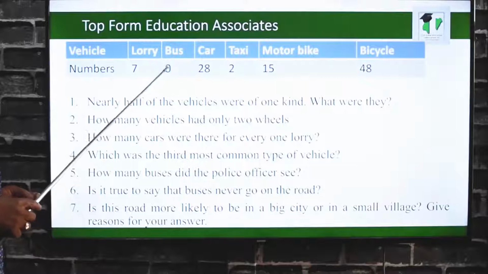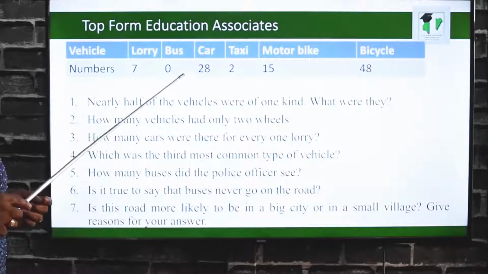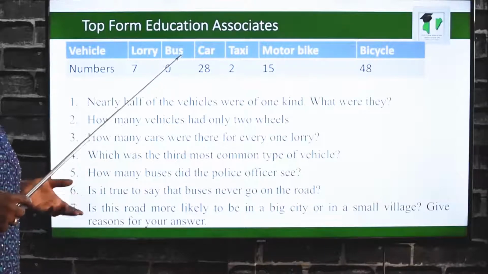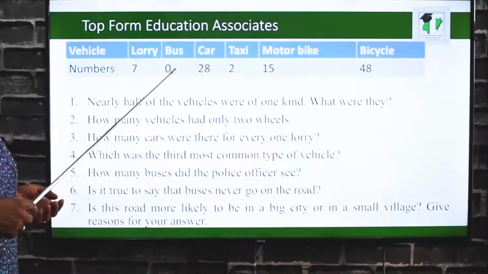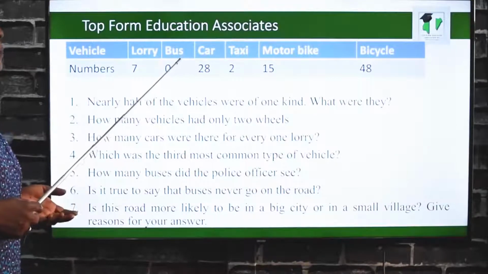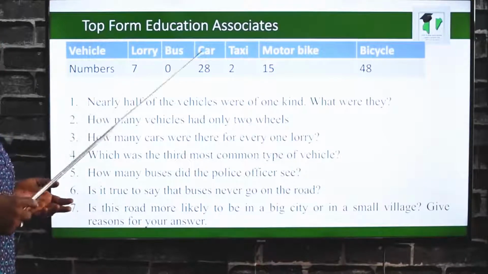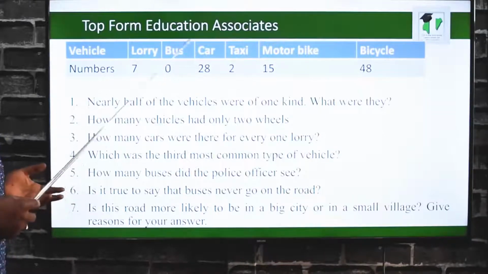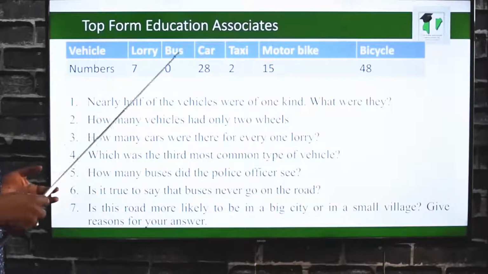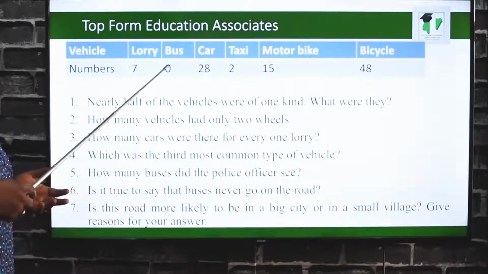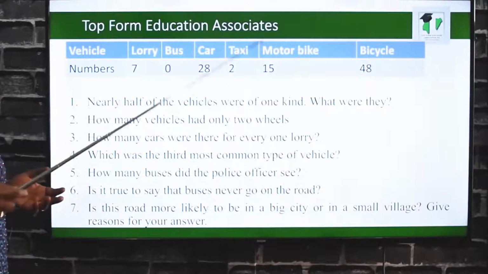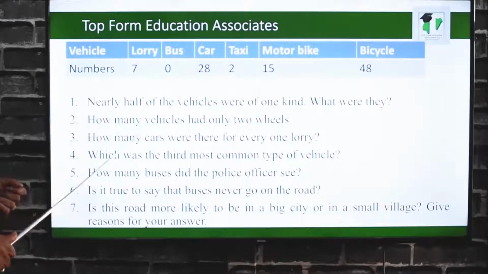When we have bus 0 in this frequency table, it means that the police officer didn't see any bus. That is the implication of the 0. It doesn't mean that there was no type of bus. Bus is a vehicle, but within the time under review, the police officer did not see any bus.